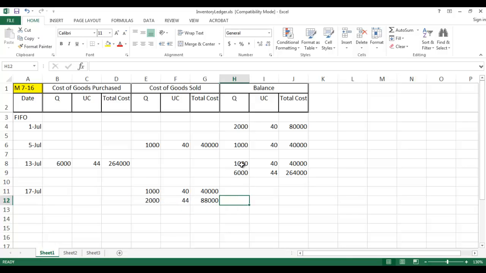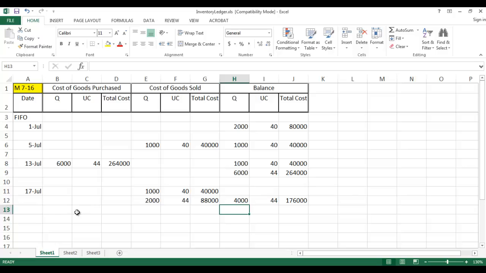And now what do I have left? Well, I've gotten rid of all of the units at 40 and 2,000 of the units at 44. So 6,000 minus 2,000, I have 4,000 units at 44. Total cost 176. And I can move on.